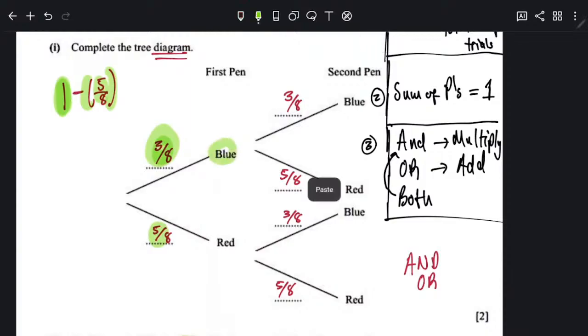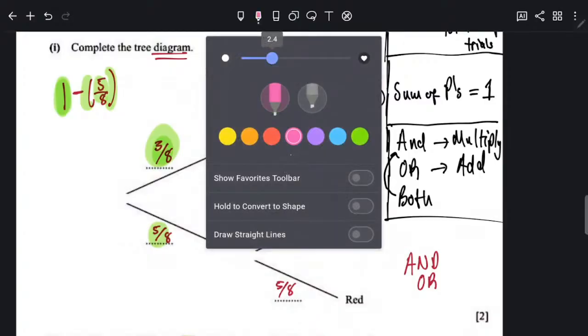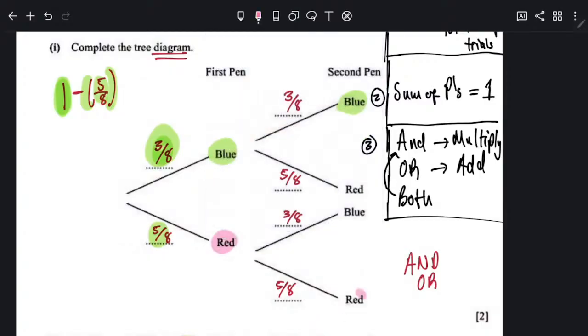If we pick blue on the first pen, then what color would we pick on the second? Blue. Or if we pick red on the first one, then what would we pick on the second? Red. Then we would have met the condition.